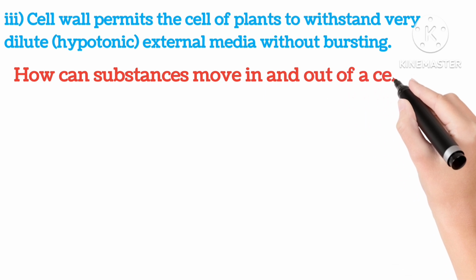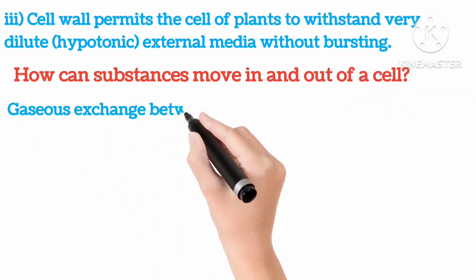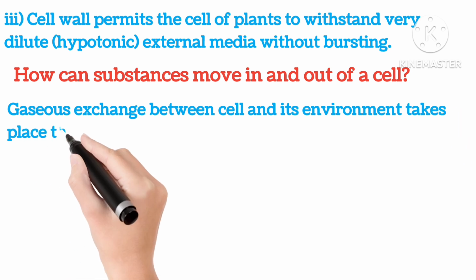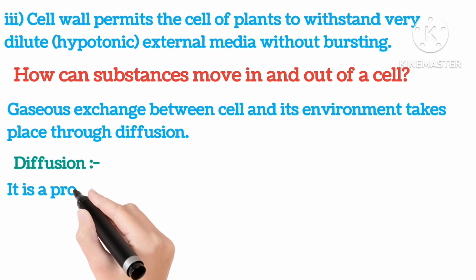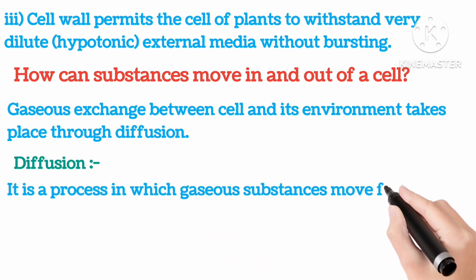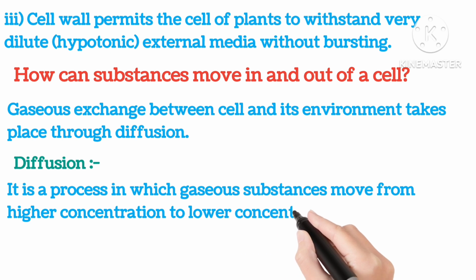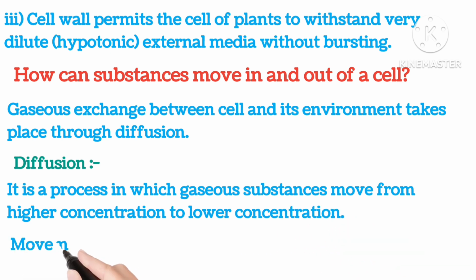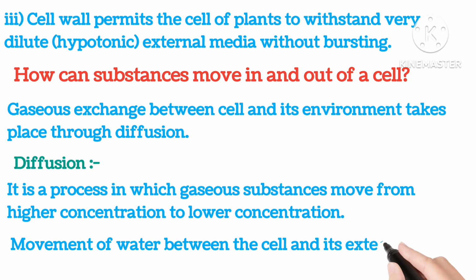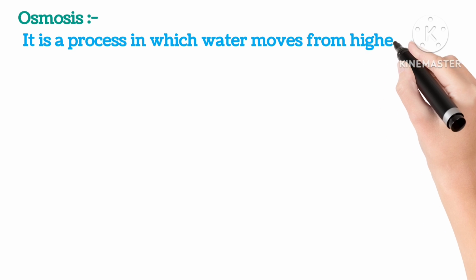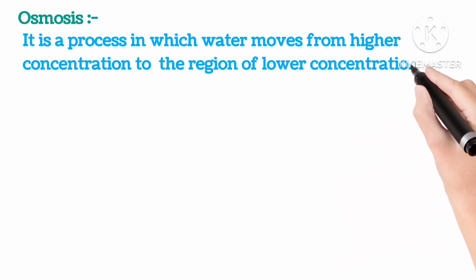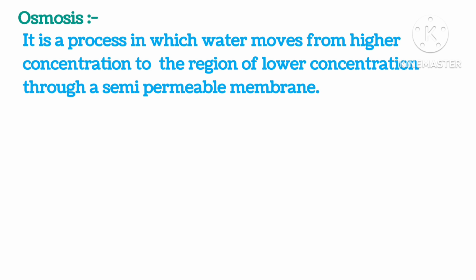How can substances move in and out of the cell? Gaseous exchange between the cell and its environment takes place through diffusion. What is diffusion? It is a process in which gaseous substances move from higher concentration to lower concentration. Movement of water between the cell and its external environment takes place by means of osmosis. Osmosis is a process in which water moves from higher concentration to the region of lower concentration through a semi-permeable membrane.